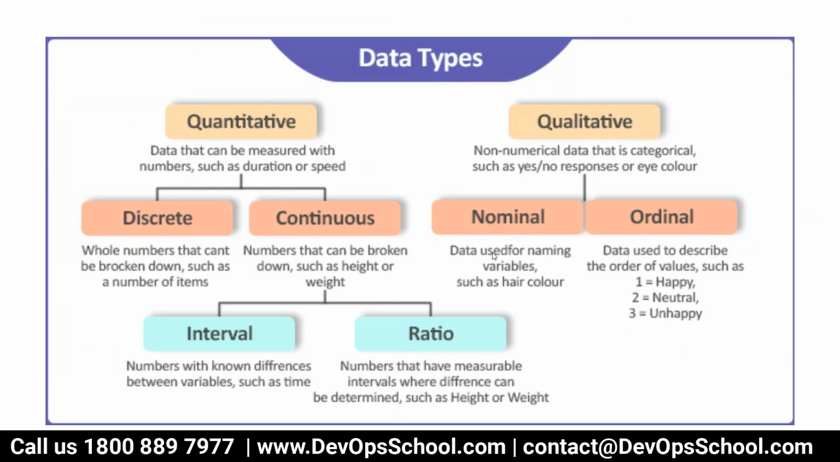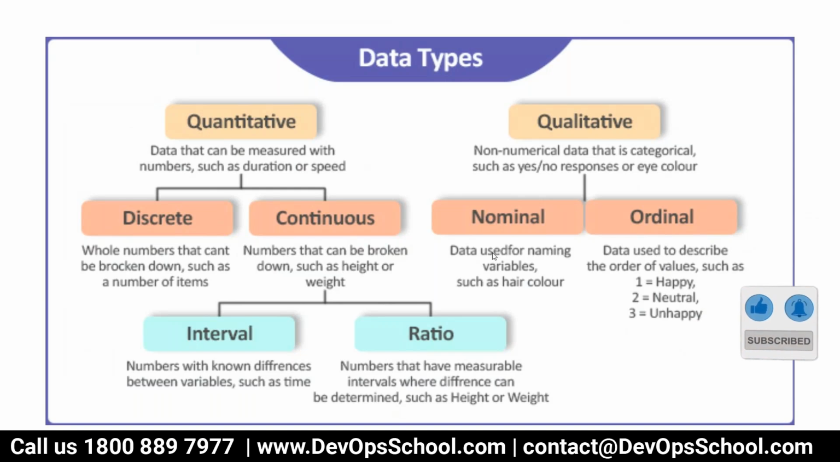Okay, so these are the popular data types which we refer to in machine learning: quantitative as one branch, and qualitative as the other branch. Under quantitative, you have discrete and continuous. So what is quantitative? Quantitative is data that can be measured with a number, such as duration or speed. Qualitative data is non-numerical, that is categorical, such as a yes or no response or eye color.